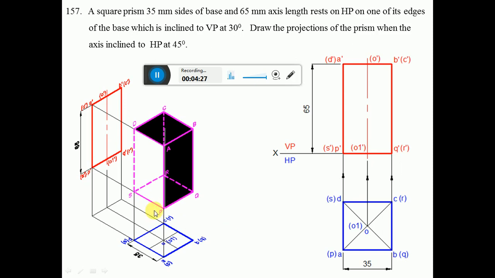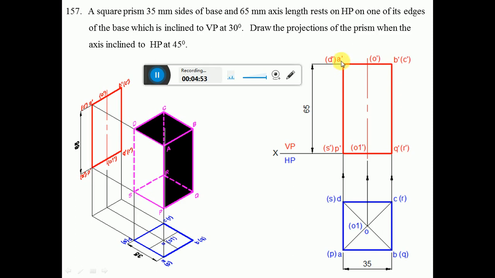Now when you look from the front view, the height of the prism can be seen. So from Q1 dash you draw a vertical line. Then from here you measure the distance of 65 mm and mark that point as O dash with a bracket. Then draw a horizontal line, and then you project the point from AD and also BC to the top position or top line, so that you are going to get this line.